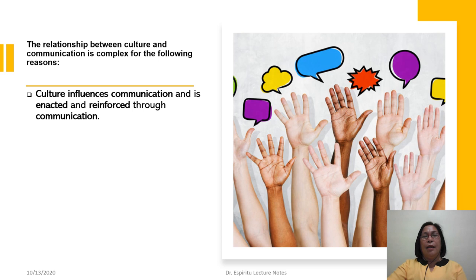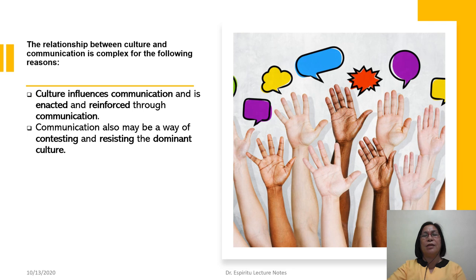And communication also may be a way of contesting and resisting the dominant culture. So we notice that there are persons who are always against the existing government. That is one way of communicating. The culture of these people who are always complaining is also resisting the dominant culture. When I was watching the TV news, it seems like it is a summary of complaints. It's no longer news, no longer a current event, but opinions of a lot of people complaining about the beep card, complaining about the social distancing, complaining about a lot of things. So yeah, we see a lot of this resisting and contesting the dominant culture these days.